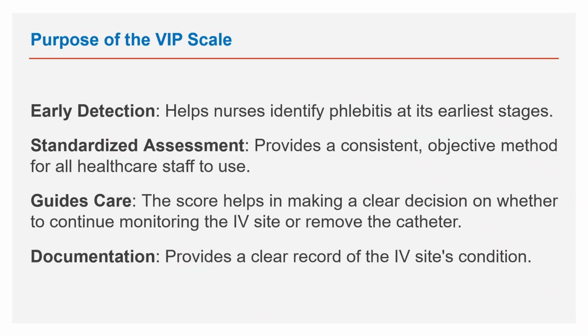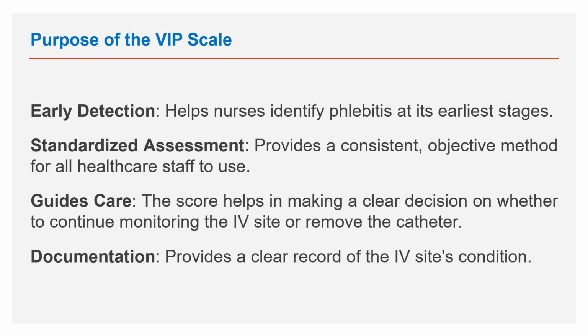What is the purpose of using the VIP scale? Early detection, standardized assessment, guided care, and documentation. The purpose of the VIP scale is early detection. It helps nurses identify phlebitis at an early stage so that we can take action. Otherwise, the phlebitis will turn into thrombophlebitis, and then sometimes it will go for surgical management.